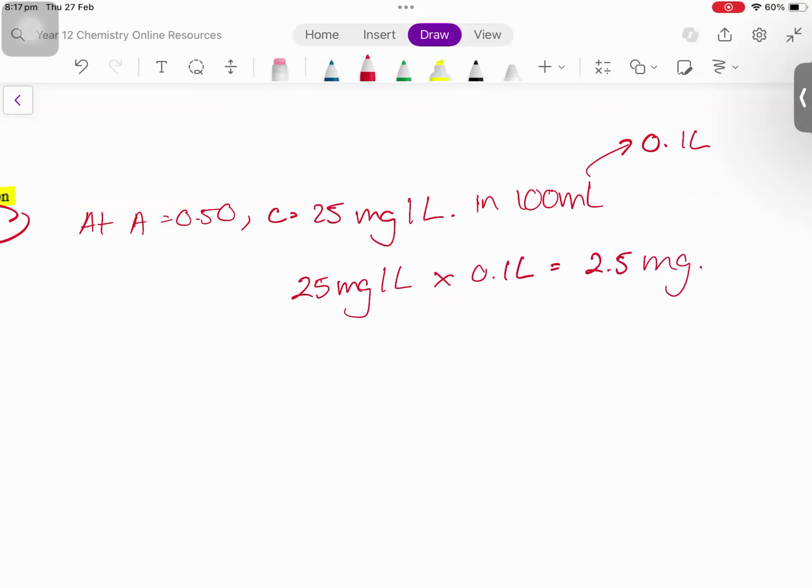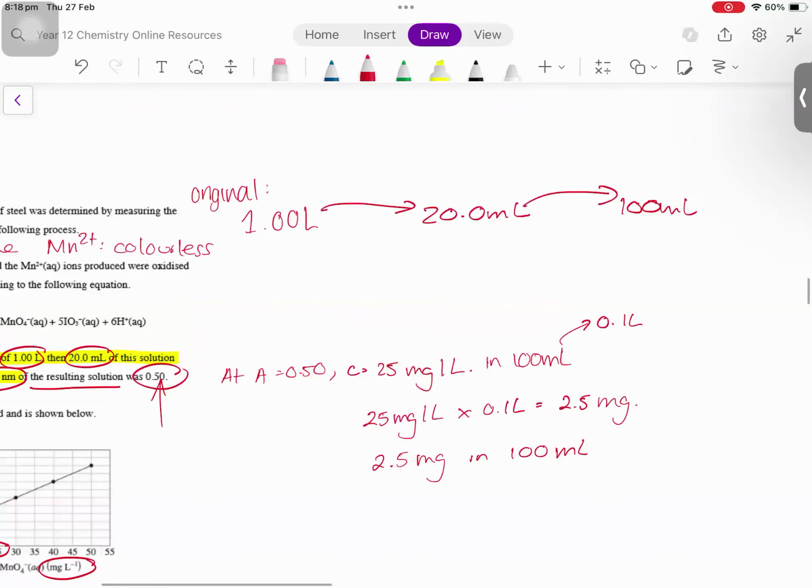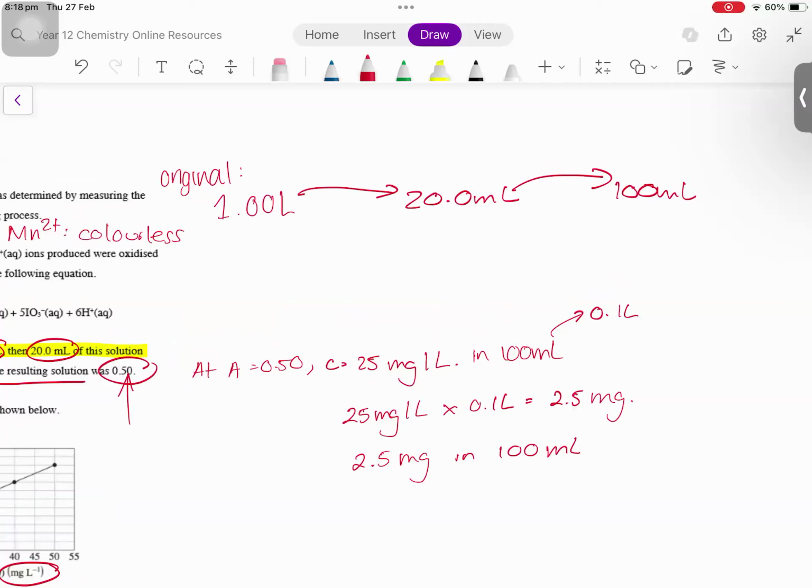Okay, so I'm starting to work with it in terms of mass. I haven't changed the amount that's actually in the solution. I've just expressed it differently. So if the concentration is 25 milligrams per liter, then in 100 mils, there's 2.5 milligrams. And I'll do my conversions with this because that's what the question wants. They want mass. So that's the amount I have in 100 mils.